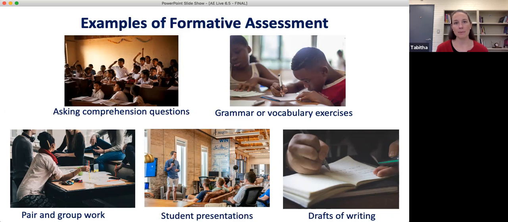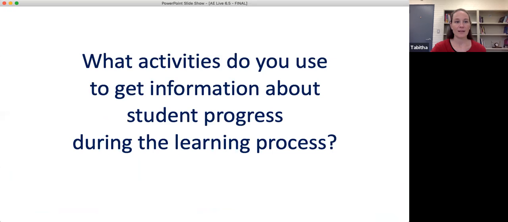So you guys probably use many of these activities as learning activities in your classrooms, but they can also function as formative assessment activities at the same time if you use these activities to get information about student progress and use it to help them learn. So I want to ask you guys, what are some examples of assessment activities that you use to get information about student progress during the learning process?